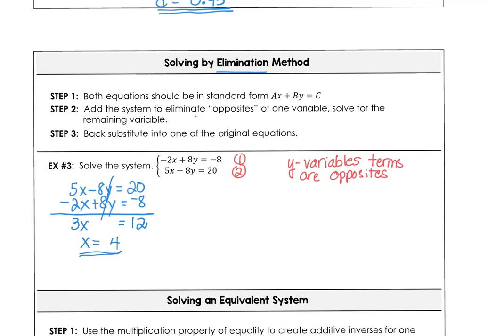Okay? So we took equation 2 and added equation 1 to it and found out x is 4. So that's a third equation. Now take the other equation.